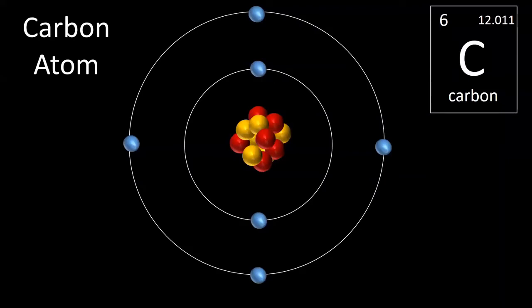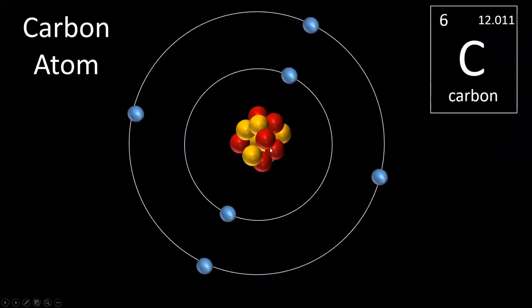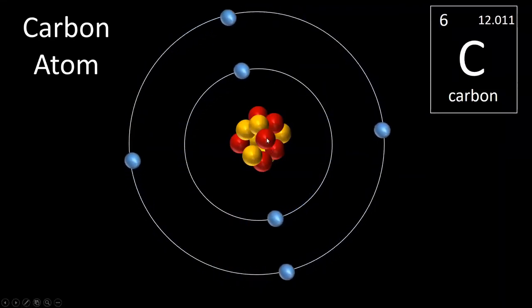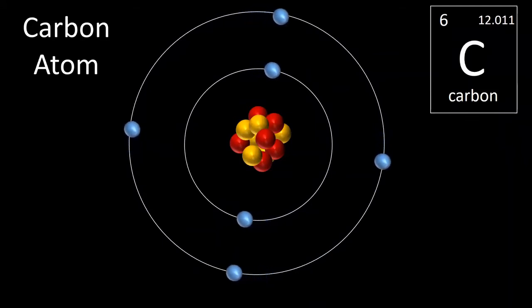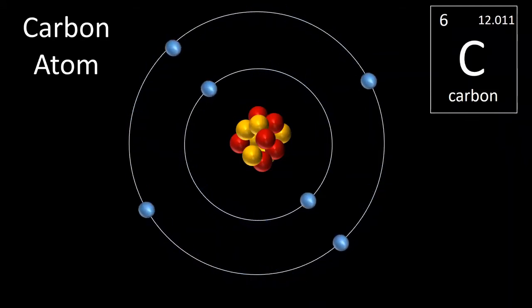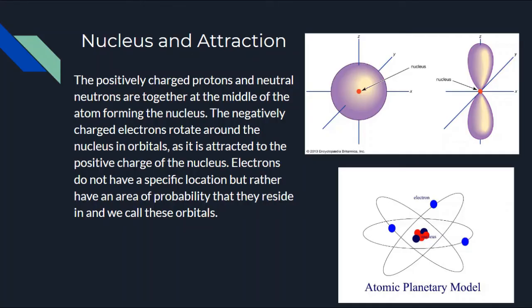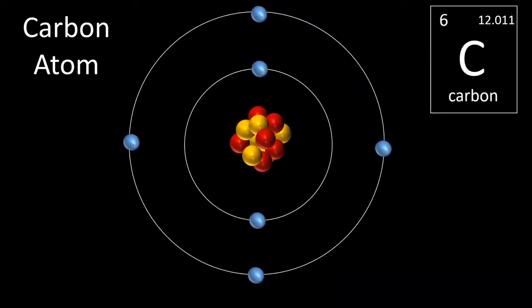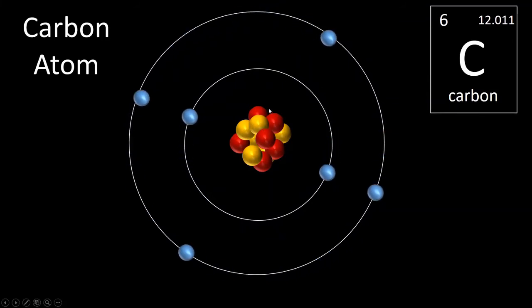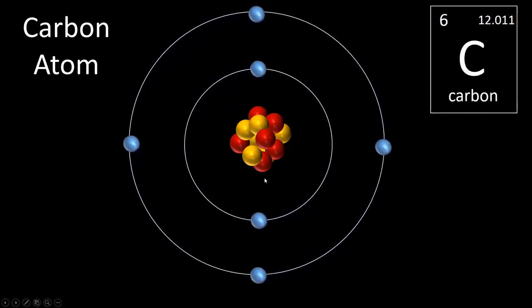This is a carbon atom. And as I said previously, there are protons and neutrons in the center of the atom. This part of the atom we call the nucleus. The yellow ones are the protons, and the red ones are the neutrons.